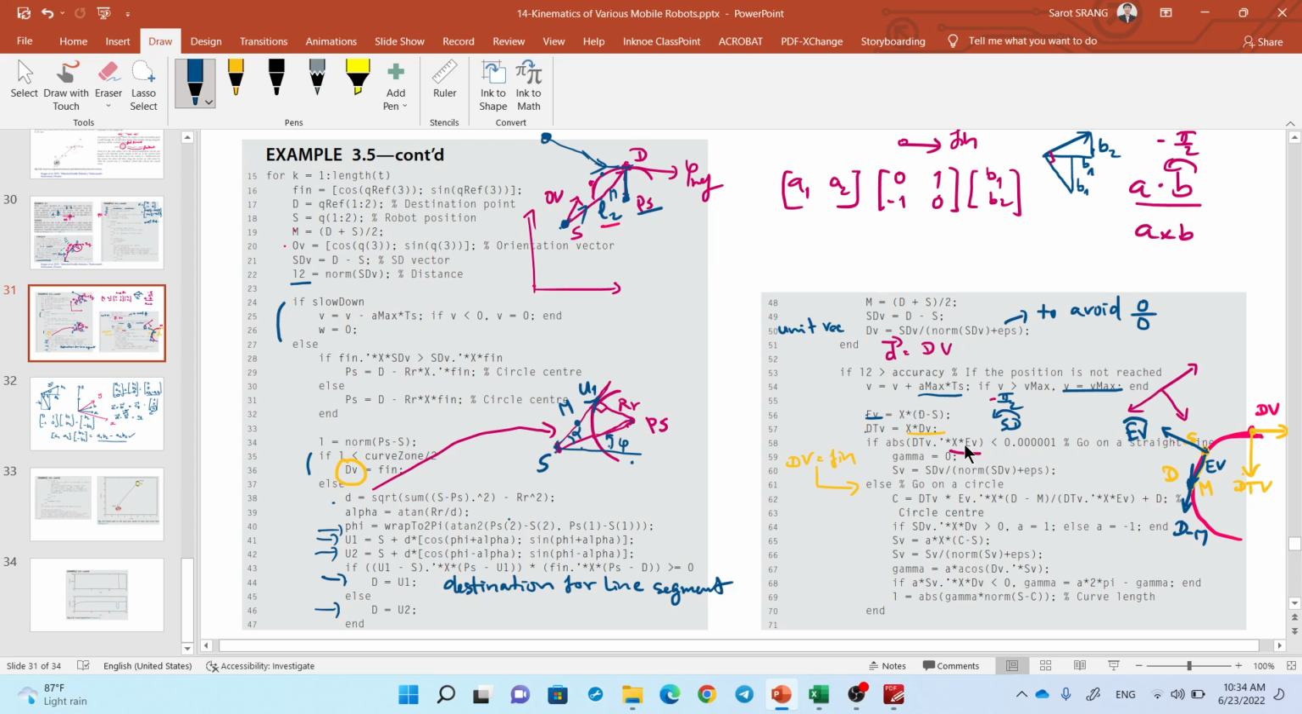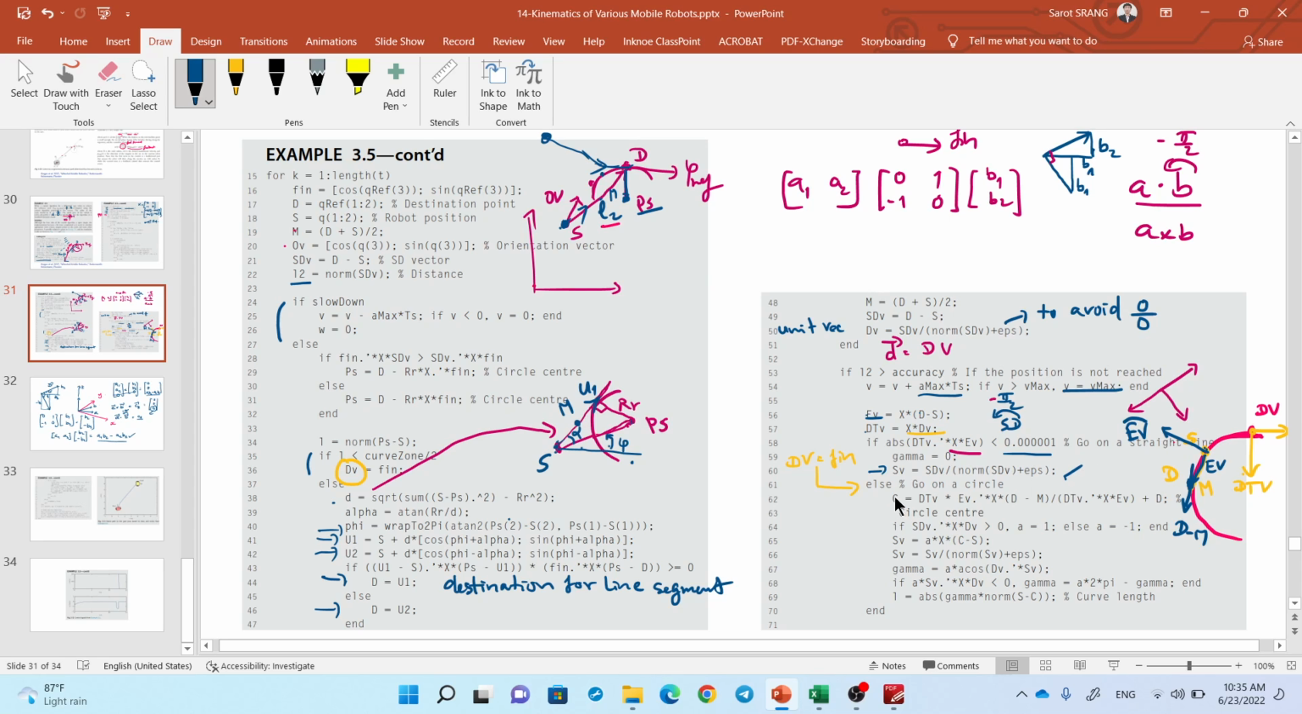So the cross product between these two vectors is supposed to be zero, right? So here if it's smaller than some threshold value, then SV, the norm value of the unit vector of SDV, I mean the unit vector from the location of the robot to the destination, is defined this way.